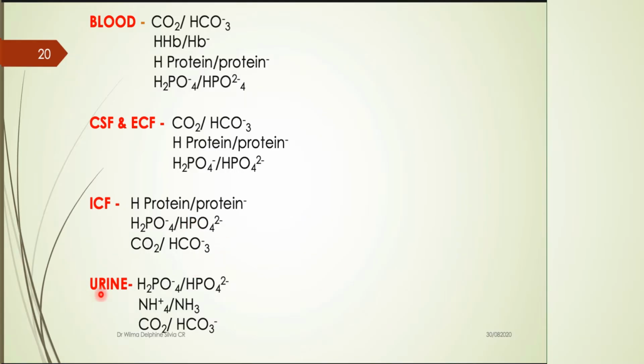But in case of urine, the renal system, we have phosphate buffer system, bicarbonate buffer system and the special buffer system, that is the ammonia buffer system, which is specific to the renal system. So though ammonia is toxic to our body, it acts as a buffering agent in the renal system.